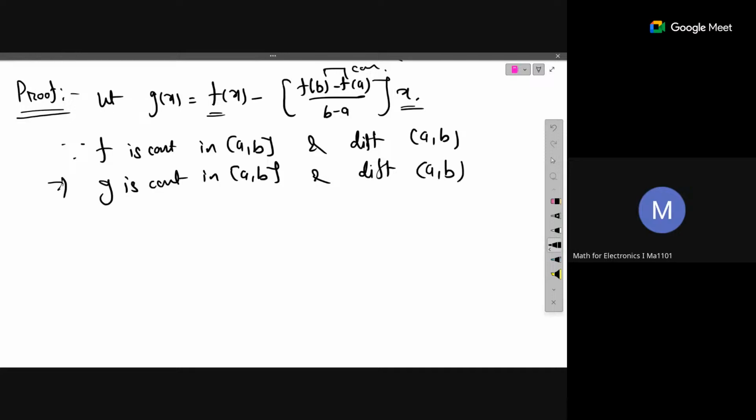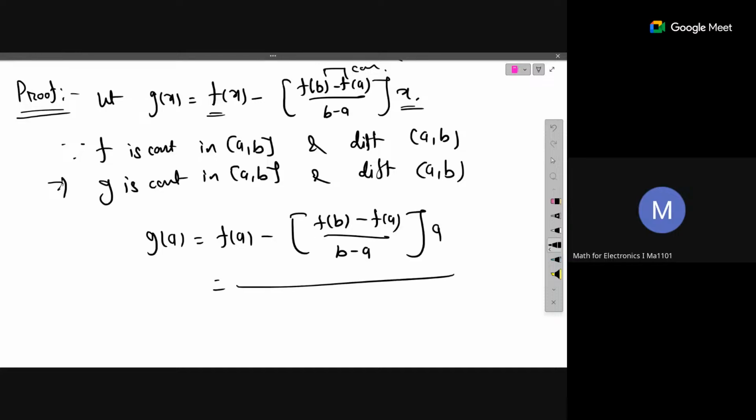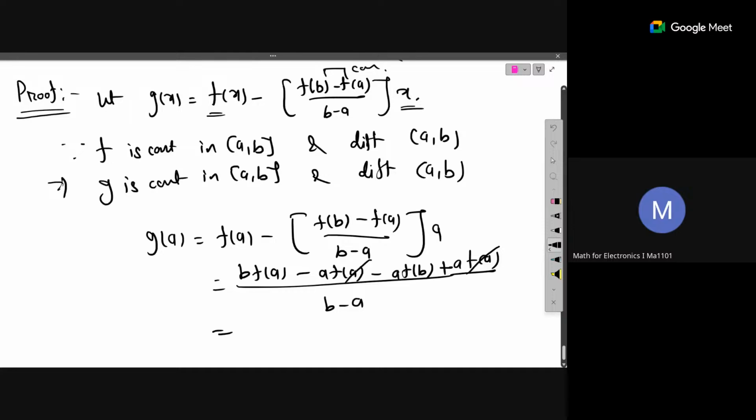Right. And here what is happening? If you calculate g(a), g(a) is nothing but f(a) minus (f(b) minus f(a)) by (b minus a), times a. Right. And if we solve it, what do we get? We get b f(a) minus a f(a) minus a f(b) plus a f(a), over b minus a. So a f(a) will get cancelled out. That means g(a) is b f(a) minus a f(b) upon b minus a.